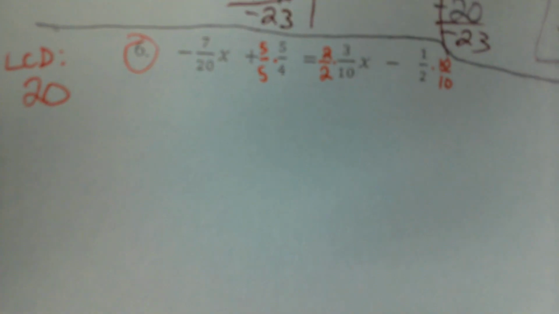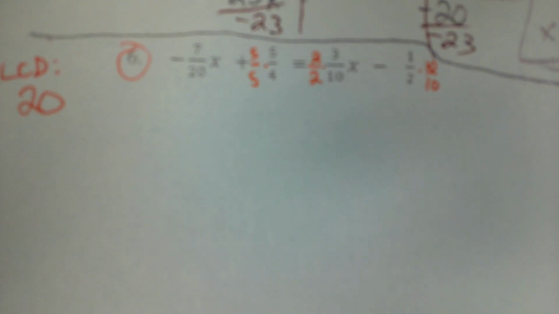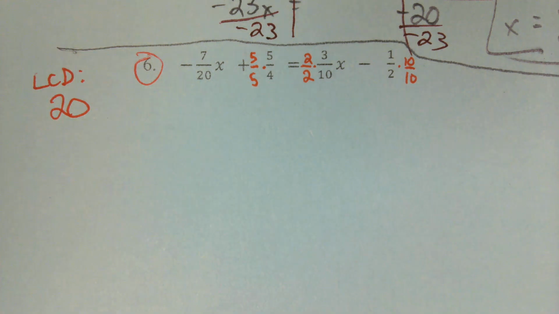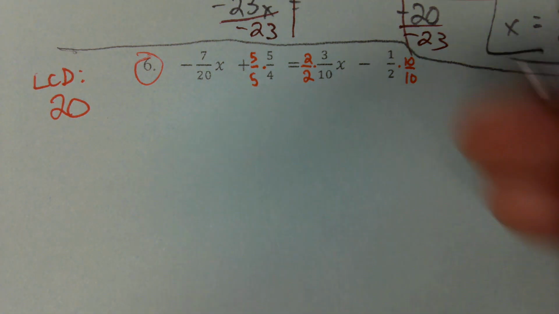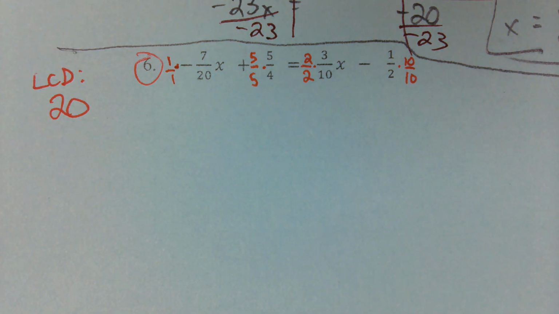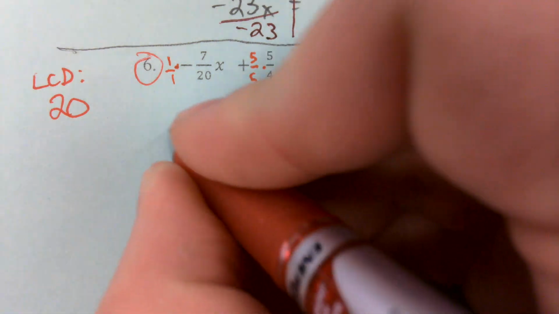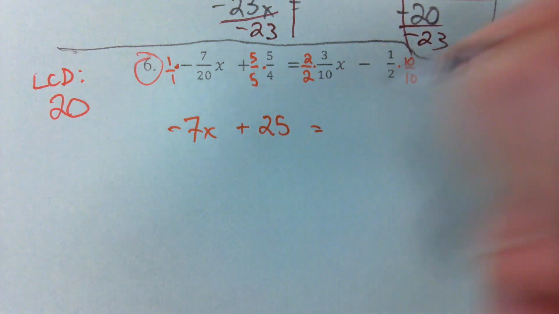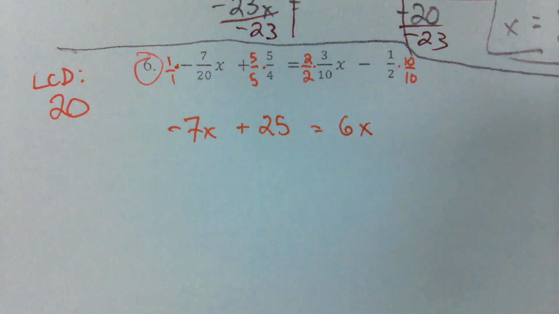I'll zoom in here just so you can see what I did because I don't feel like rewriting that whole equation again. There we go. And then if we want to be technical, we can multiply this one by 1 over 1. Because that's what's going to give us 20s across the bottom. So we have negative 7x plus 25 equals 6x minus 10.